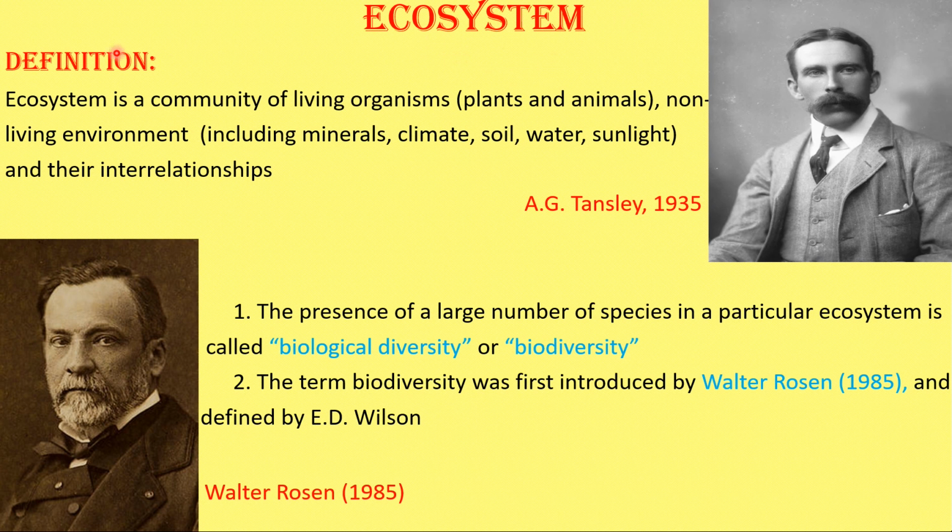Ecosystem. What is the definition for it? It is a community of living organisms where you can see plants and animals in the same ecosystem. The non-living environment is also there: minerals, soil, water, climate, sunlight. Both are dependent on each other. So living organisms depend on the non-living environment. There is an interrelationship between living organisms and the non-living environment, and that is called an ecosystem.